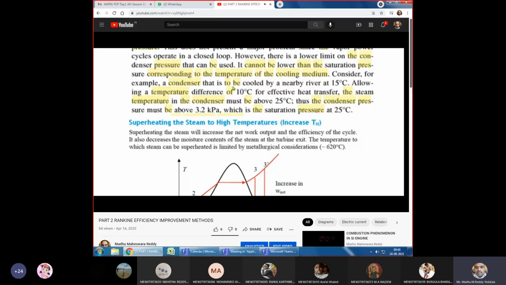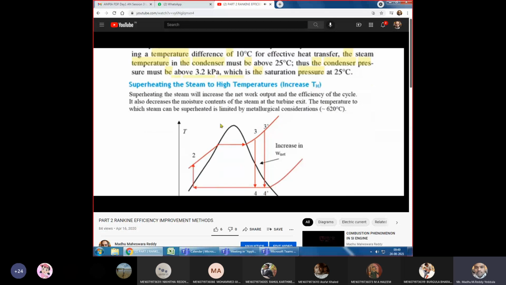The second one is increasing the TH. How to increase the TH? By superheating the steam to higher temperatures. So we are superheating the steam. So what is superheating?